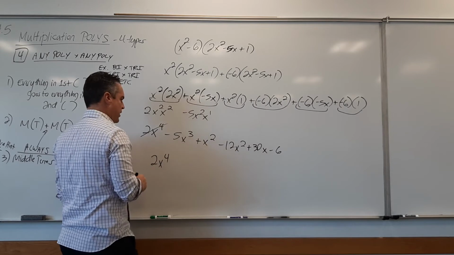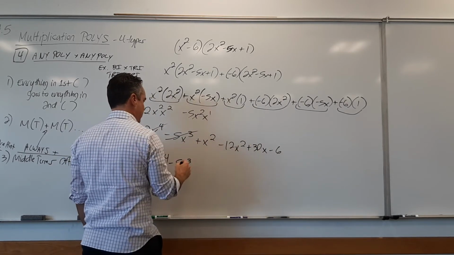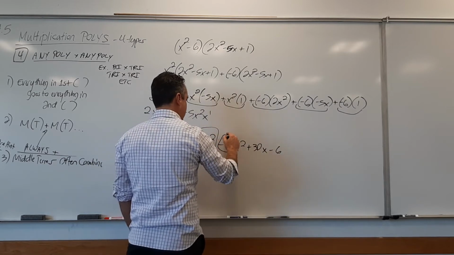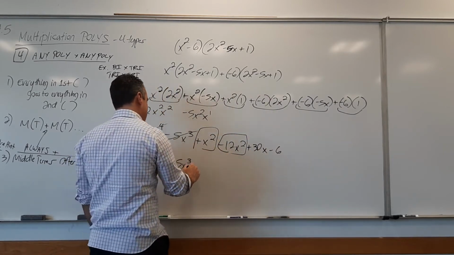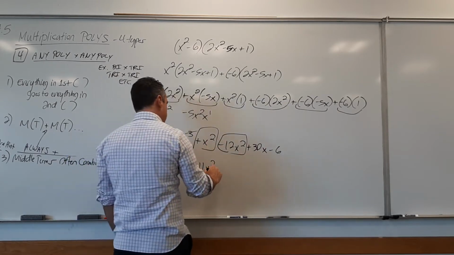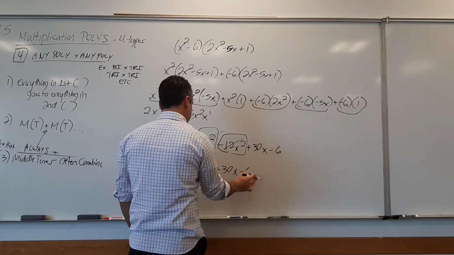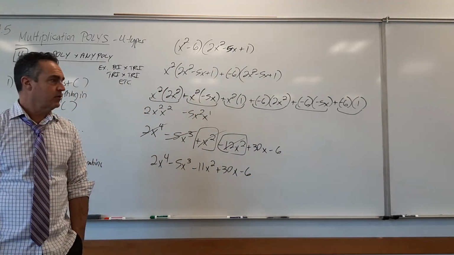I'm going to cross that out. Do we have any other x to the 3rds? Nope. Okay, we look around. I'm going to cross that out. I have an x squared here, and I have a negative 12x squared there, which makes negative 11x squared when I combine those two. Then I have plus 30x, so we cross these out, and I have minus 6, and that's my final answer. These are a little bit more in depth.